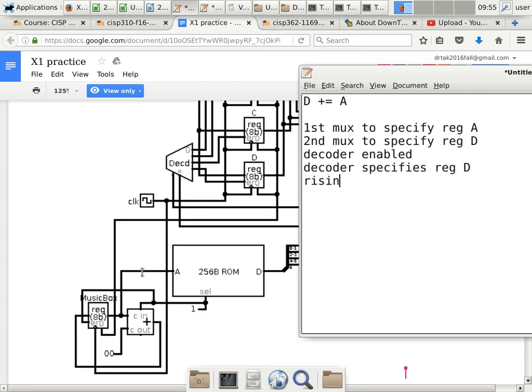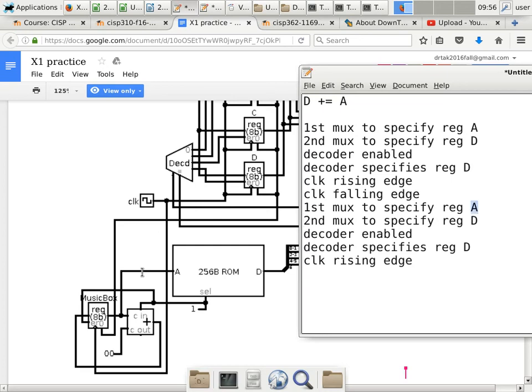So we need a rising edge at this point. After the rising edge, it needs to have a falling edge so that we can advance to the next location in the ROM. Then we set up pretty much the same thing for the second operation. We just change register A to register B, and then perform everything else the same way. And I think that should be it.